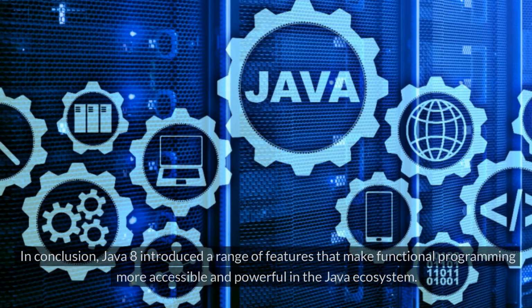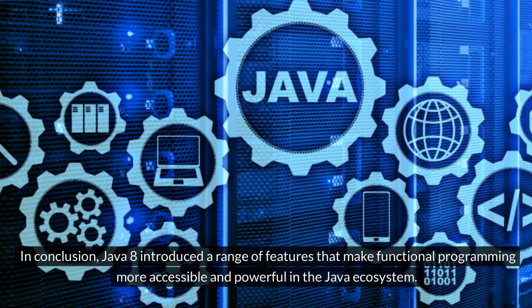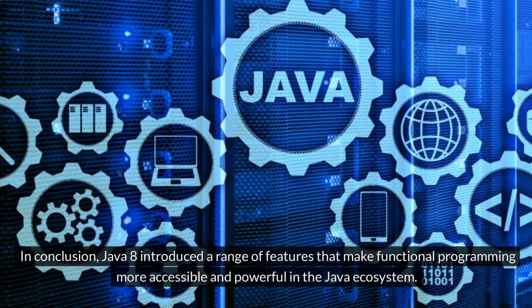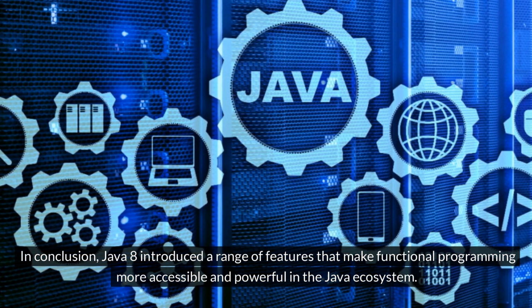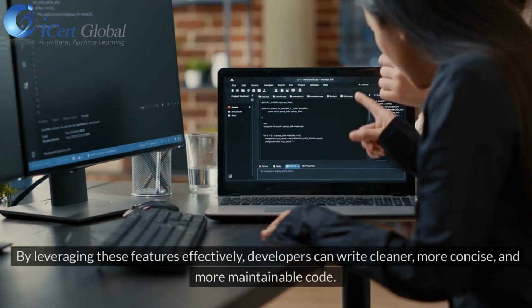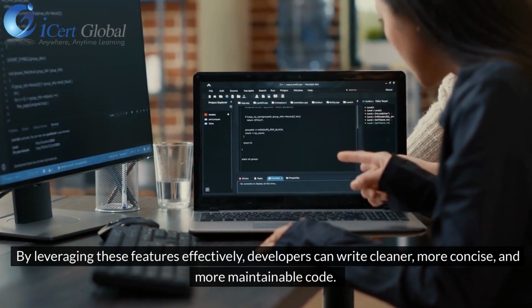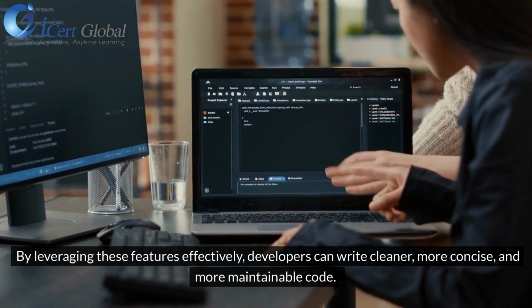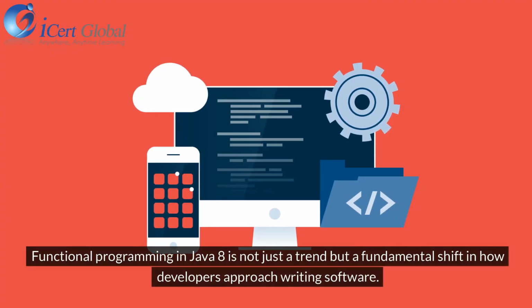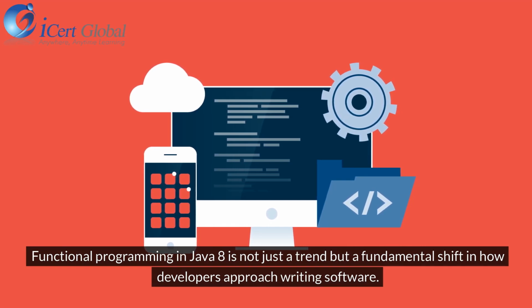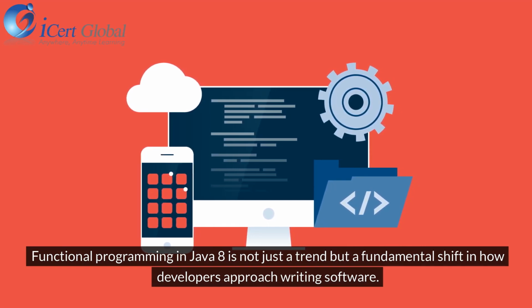Conclusion. In conclusion, Java 8 introduced a range of features that make functional programming more accessible and powerful in the Java ecosystem. By leveraging these features effectively, developers can write cleaner, more concise, and more maintainable code. Functional programming in Java 8 is not just a trend but a fundamental shift in how developers approach writing software.